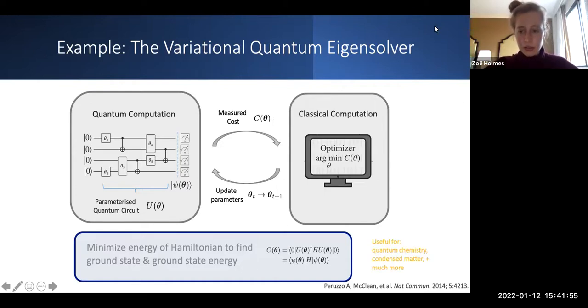So this is useful for a whole host of things, such as quantum chemistry and condensed matter problems, but also, as will hopefully become clear as this talk goes on, many other problems can be encoded into a cost function of this form.